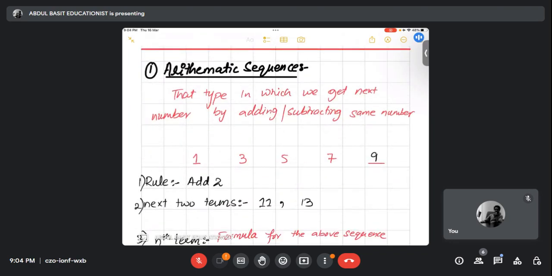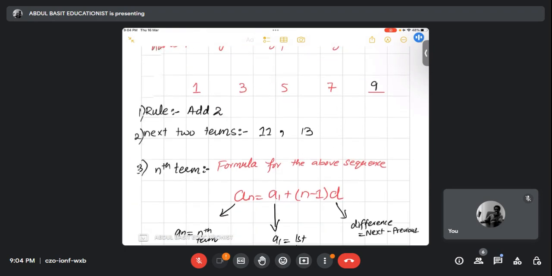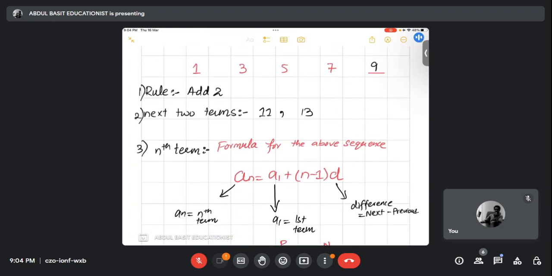Arithmetic sequence is that type of sequence in which we get the next number by adding or subtracting the same number. You can see that there is a sequence 1, 3, 5, 7, and 9. The rule is we can see that it's plus 2. So we have to write that add 2. Sometimes in the exam you get this question for 1 mark only, that write the rule of the question. So this is for 1 mark only. So you will get this in examination.